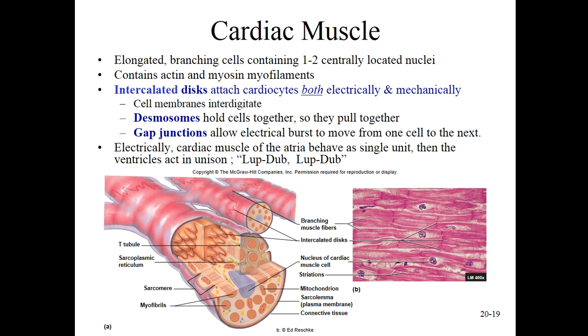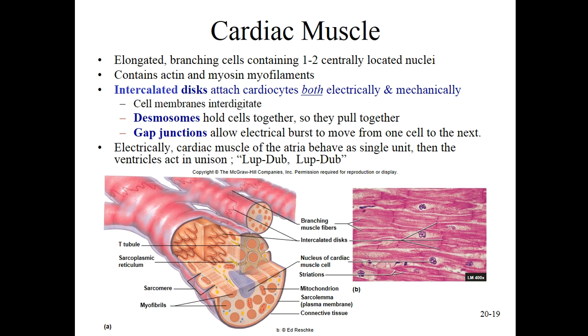The reason that we need to know that heart muscle cells are both mechanically and electrically connected is because they allow electricity to flow right through from one cell to the next. And that is really important for the heart to contract in unison.